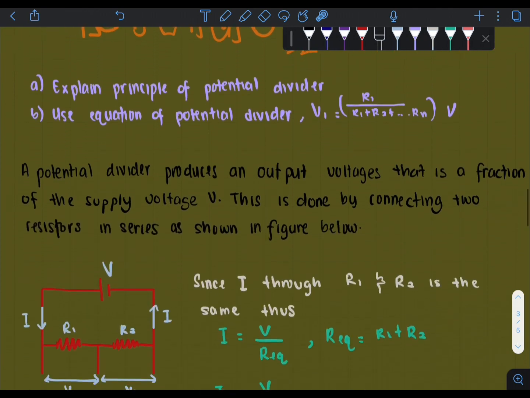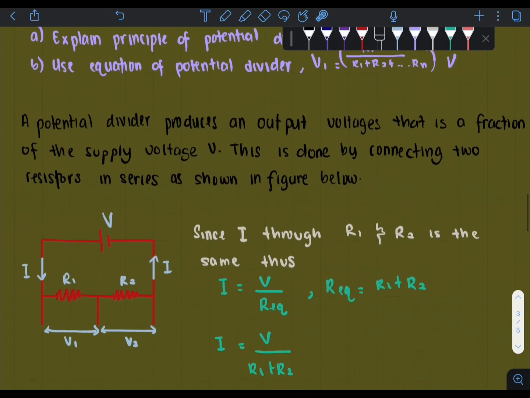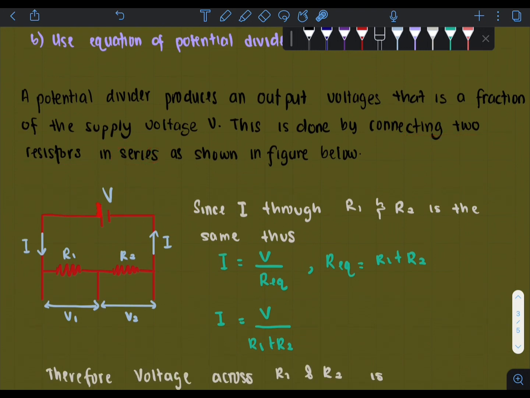Okay, let us first look at what is potential divider. A potential divider produces an output voltage that is a fraction of the supply voltage. So basically, we are trying to produce a certain amount of the voltage from the total supply voltage. This is done by connecting two resistors in series as shown in the figure below. So let's say we have a power supply here, and this power supply has a supply voltage of V. So this is the total supply.